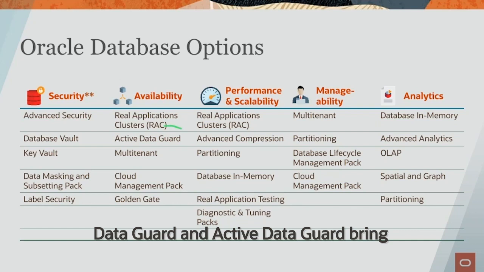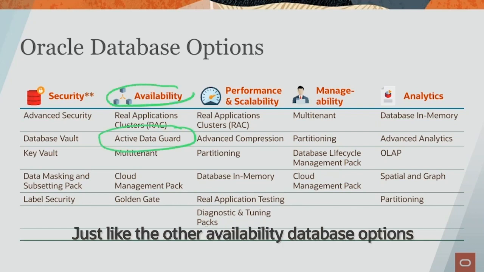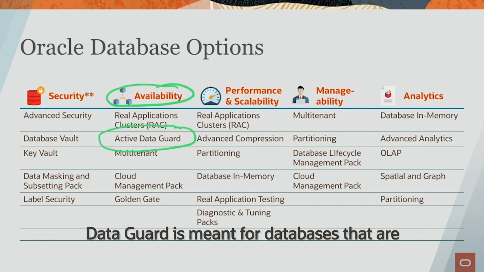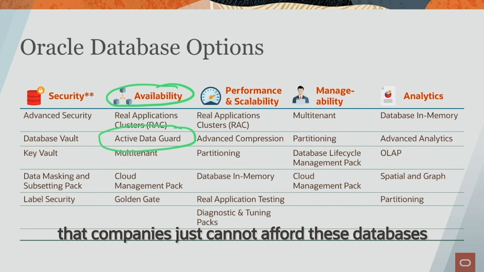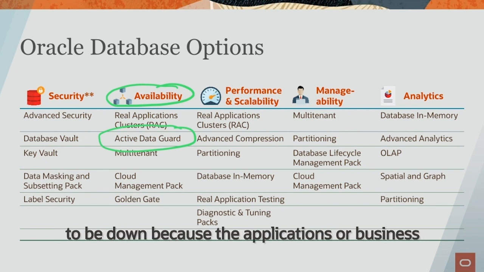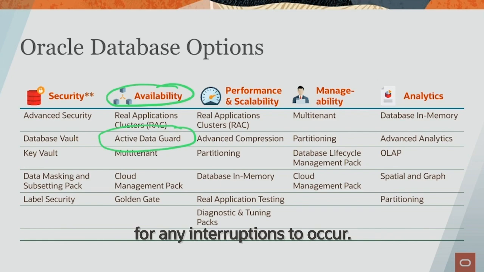DataGuard and Active DataGuard bring disaster recovery to the Oracle database. Just like the other availability database options, DataGuard is meant for databases that are critical for our customers. Critical meaning that companies just cannot afford these databases to be down, because the applications or business processes that run on them are just too important for any interruptions to occur.